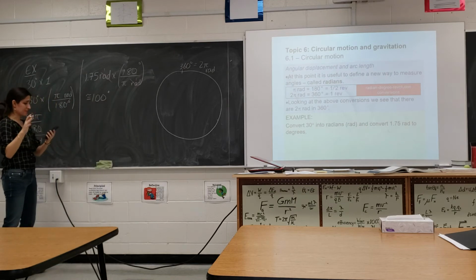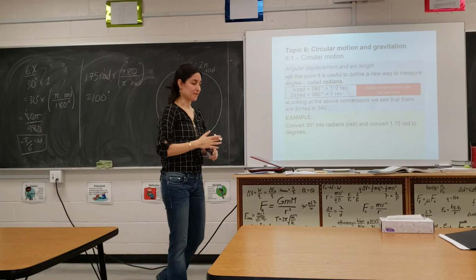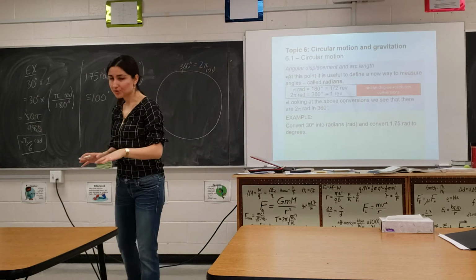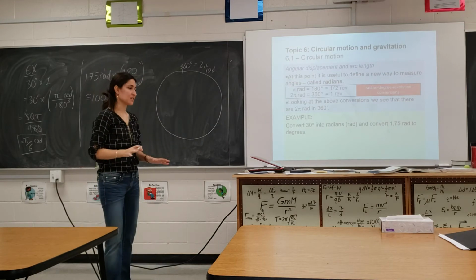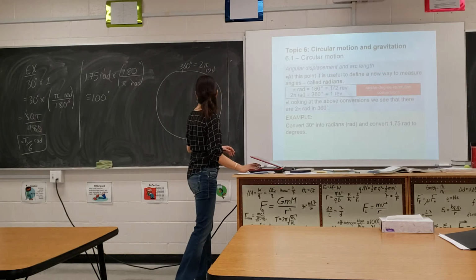It's 100.3 approximately. With angles, you don't worry about sig figs. So if you have an angle of 30 degrees and you take the sine of the angle, there are no sig figs involved with that. Sig figs only apply to other types of measurements, not angles.